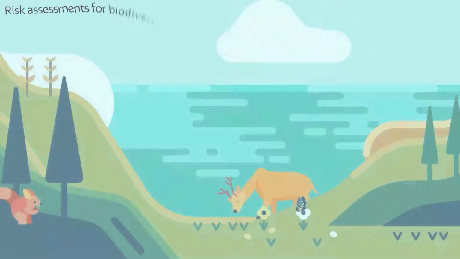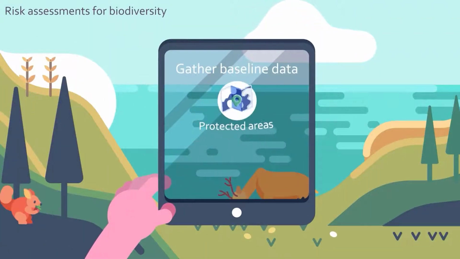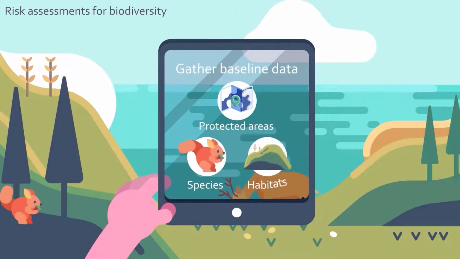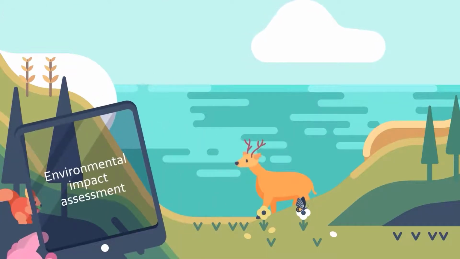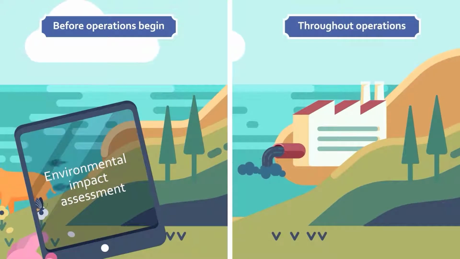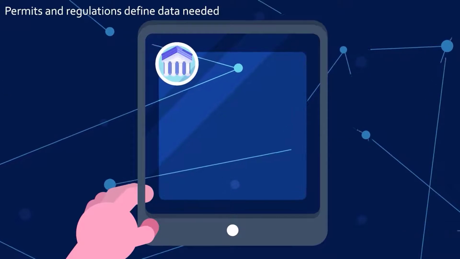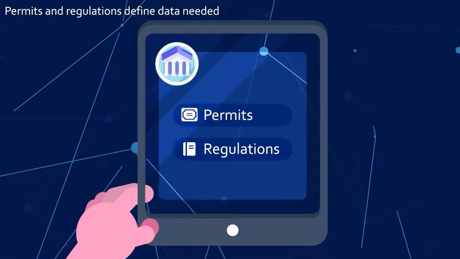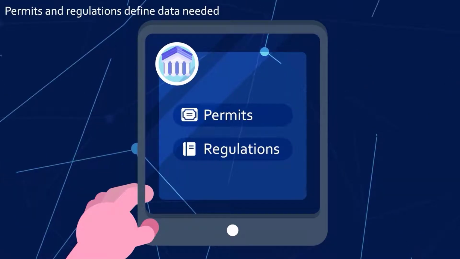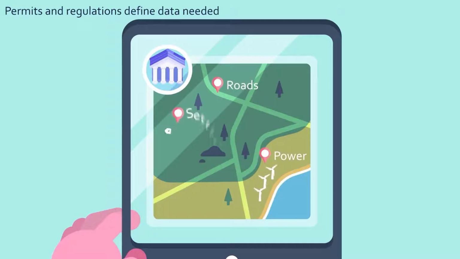Before starting on a project, gather baseline data to know how it could impact any protected areas, species, or habitats. This should be done as part of an environmental impact assessment, conducted before operations begin and throughout operations. A lot of data may be available from government departments. Permits and regulations define how much data you need to gather. The data should cover your operations and any infrastructure that they depend on, like roads, power, or settlements.